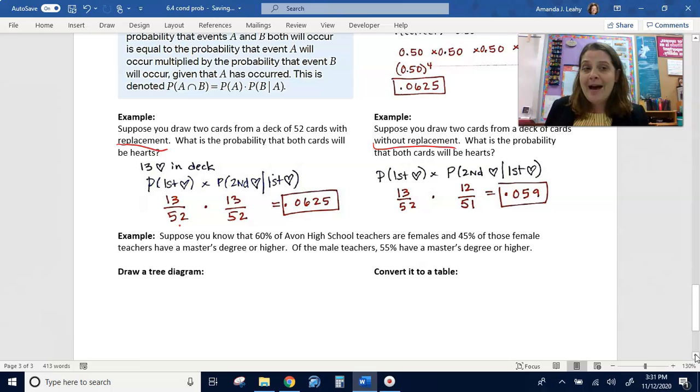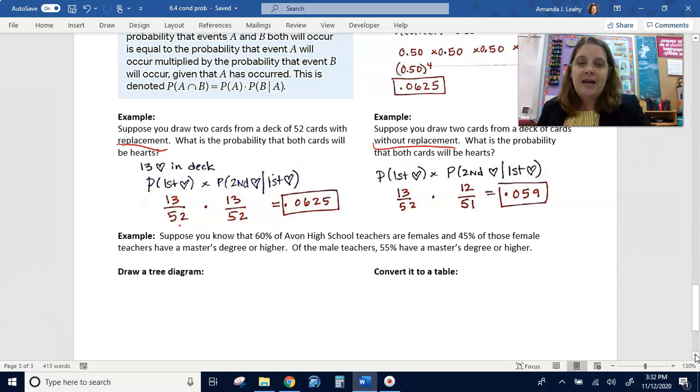But when you don't put it back, the probability that the second card is a heart, given that you've already gotten a heart the first time, has reduced down to 12 out of 51. There's one less total card and there's one less heart. Put that in your calculator, you end up with 0.059.